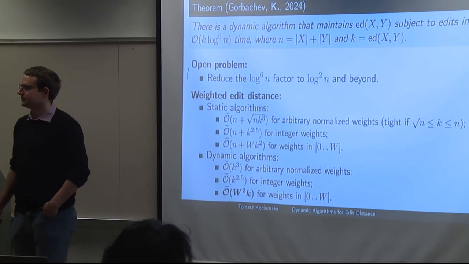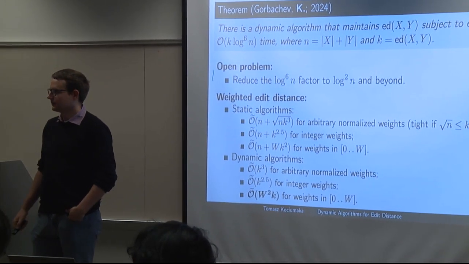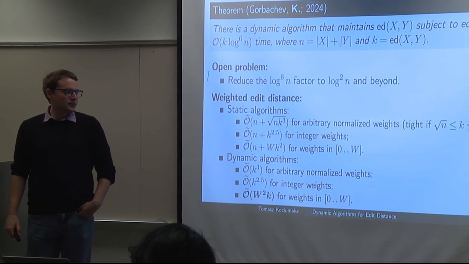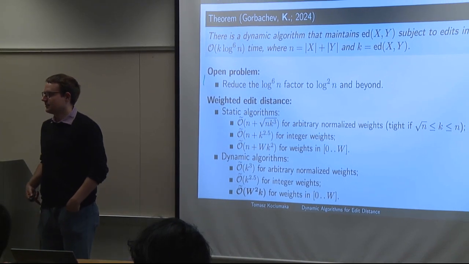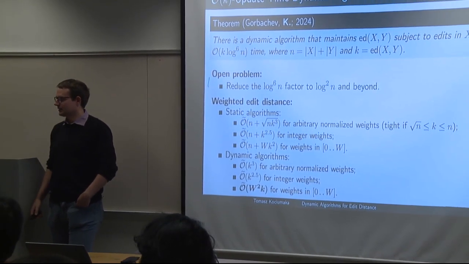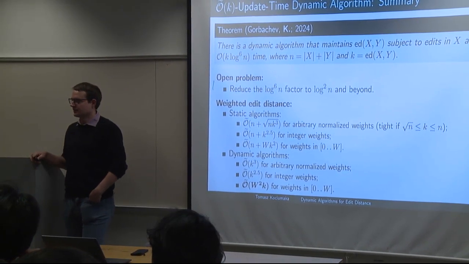Are there any lower bounds for the dynamic unweighted case? Dynamic unweighted. So for the exact algorithms, you cannot go beyond this k, because otherwise you would get a better static algorithm. And this static algorithm is conditionally optimal based on orthogonal vectors.